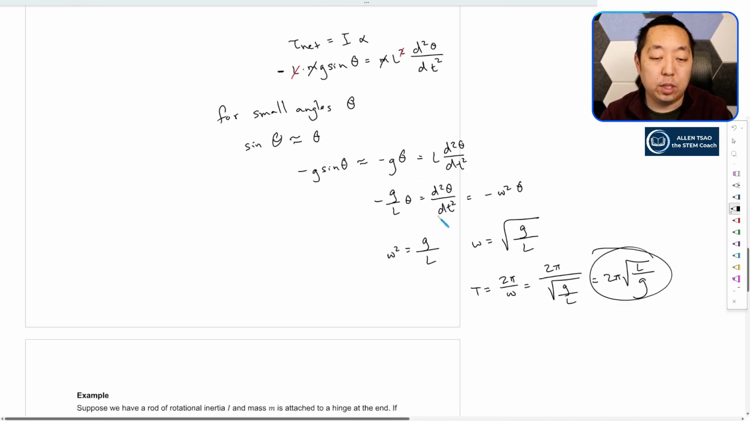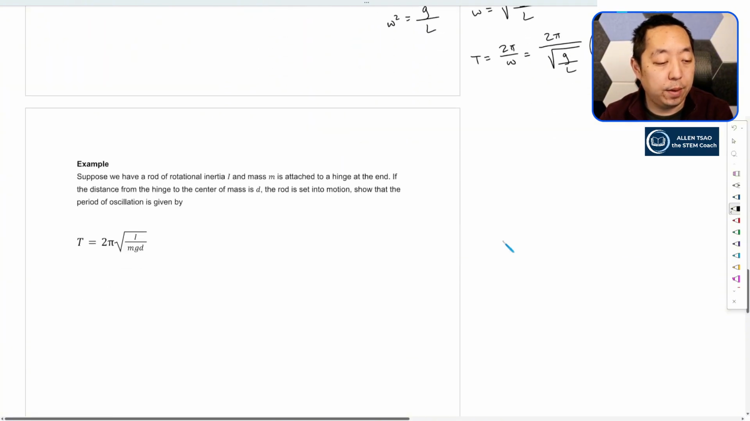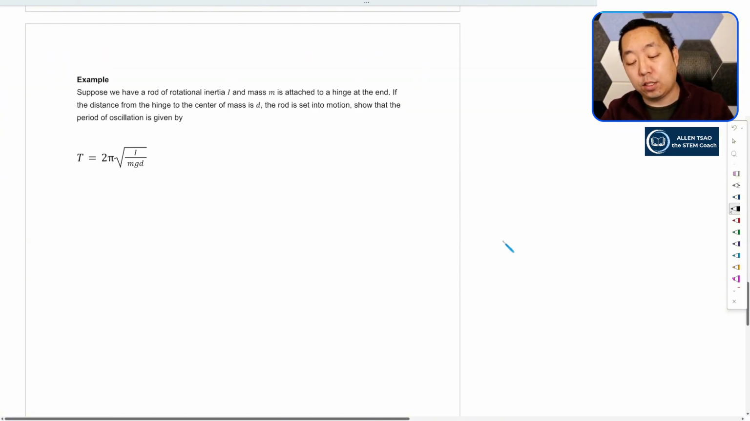But for the most part, you can rederive it if you need to for that. Okay, let's do one new thing. It's called a physical pendulum.